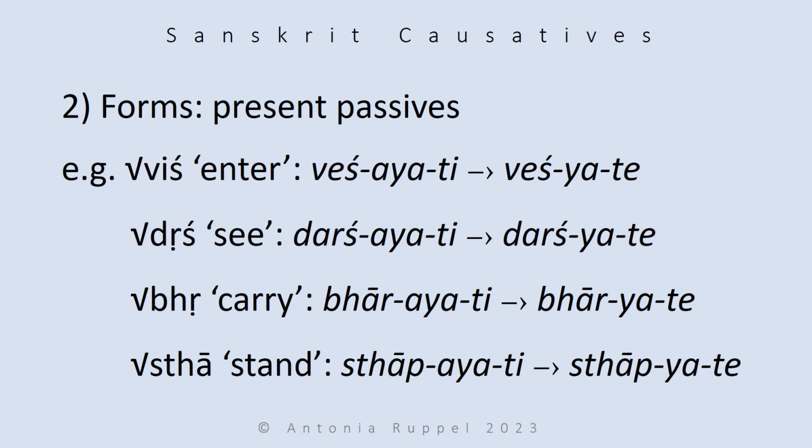And the same applies to sta. Here we have the sta plus this p surviving. Then instead of the aya, we have our passive ya, and our third singular ending te: stapyate. Veshyate is made to enter. Darshyate is made to see. Bharyate is made to carry. Stapyate is made to stand.